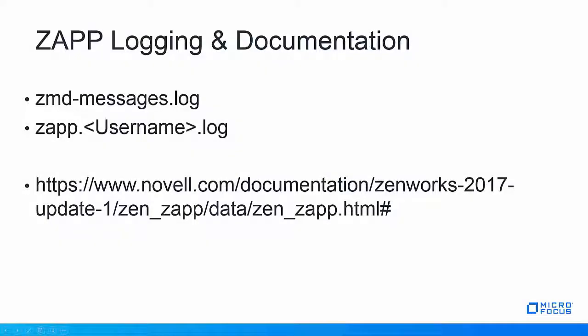Zap logging and documentation. The primary log is zmd-messages.log, found in the ZENworks Home Logs directory. And there's also a zap.username.log, which is in the ZENworks Home, which also gives some additional Zap logging. And then you have the documentation on the 2017 Update 1 site for Zap. Let's have a quick walkthrough.